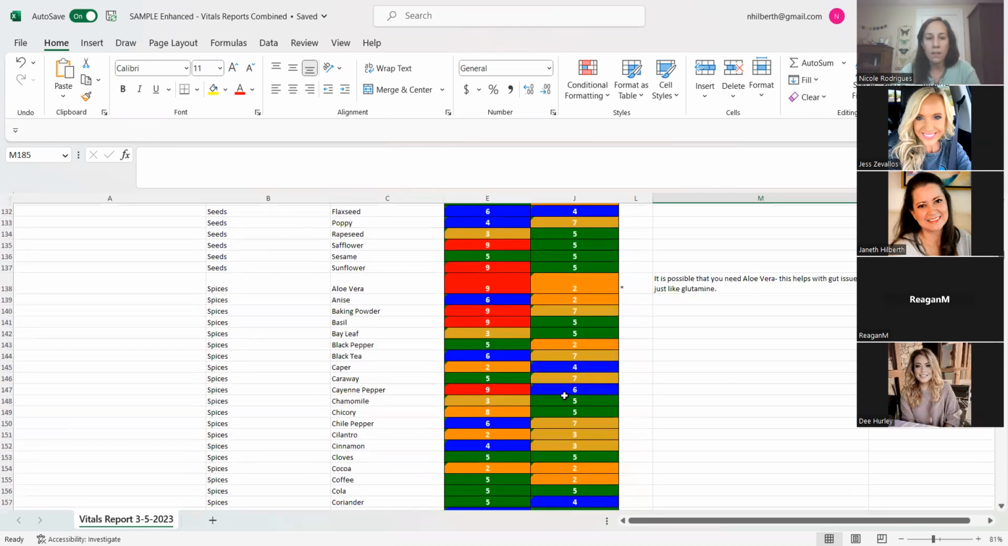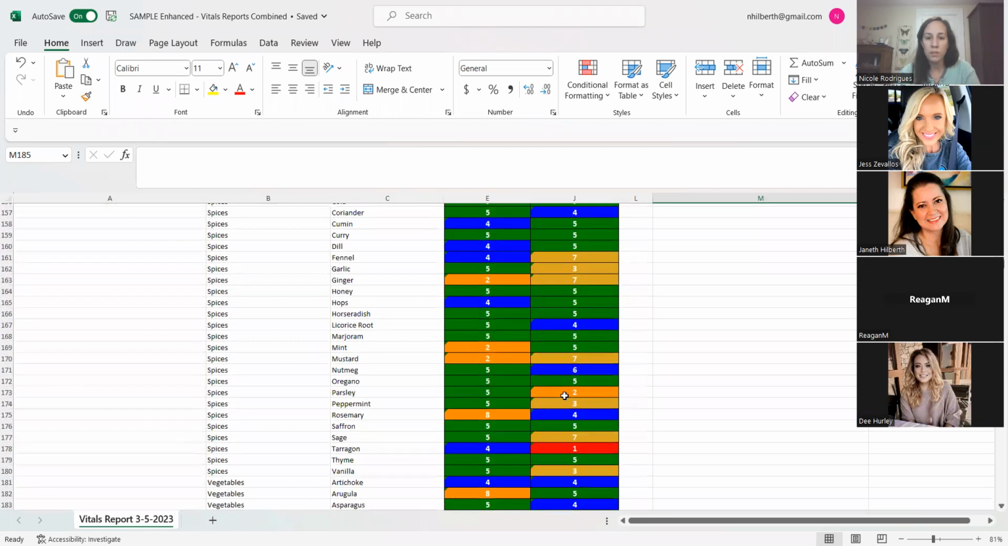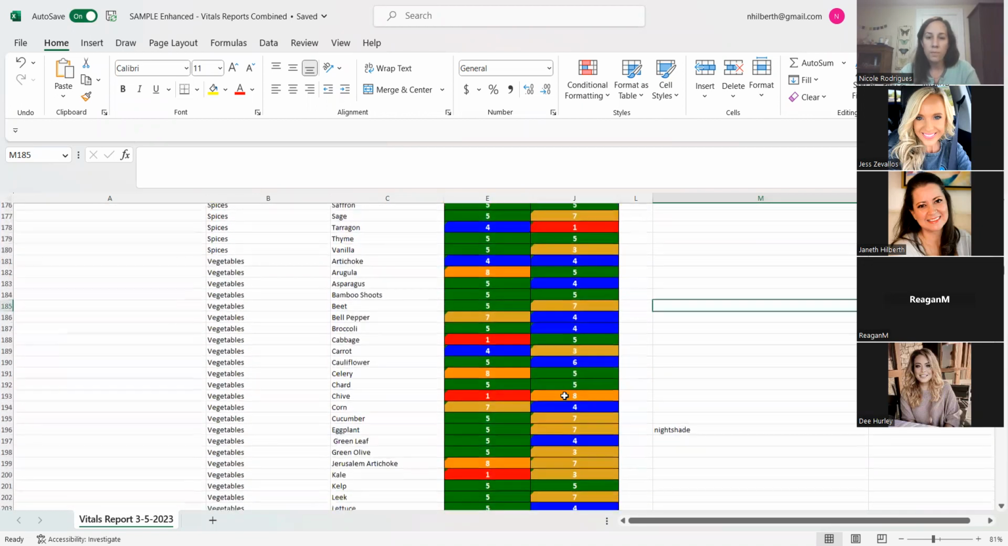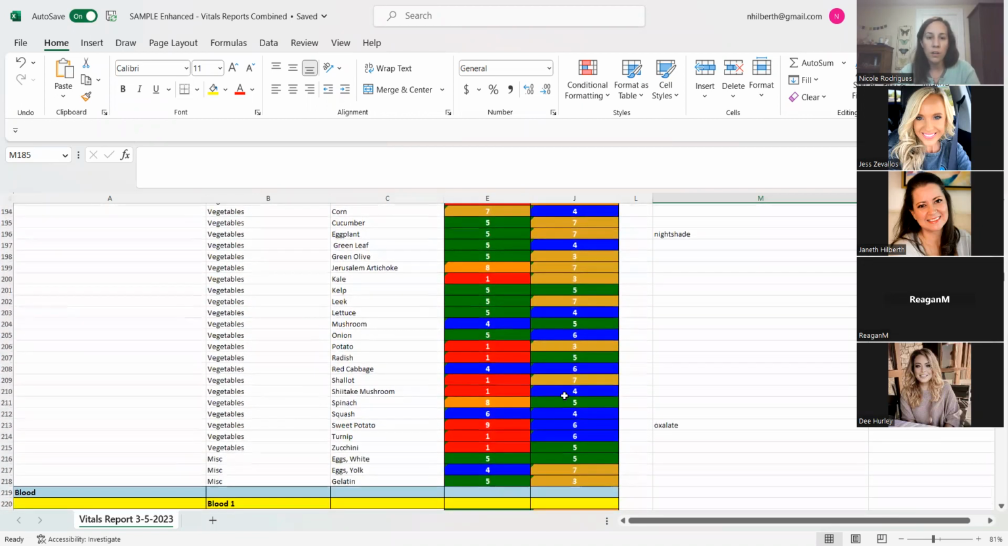So I just flagged that there, and then I wanted to see what else was going to come up in his scans. All right, so we're going to go down here. You could see a lot of the oxalate foods were showing up for him. He did optimize really well over the 4 scans.